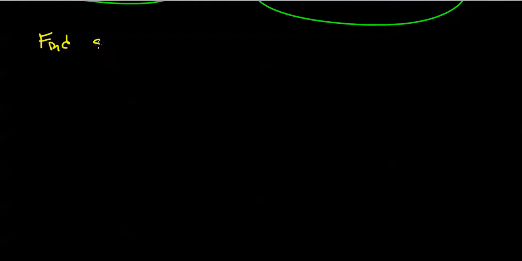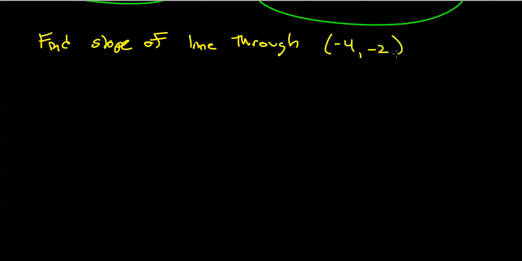Find the slope of the line through another 2 points here: -4, -2, and 2, comma, 4. Again, we don't really need to graph the line, but we can compute the slope. My slope will be, well, again, change in y over change in x.